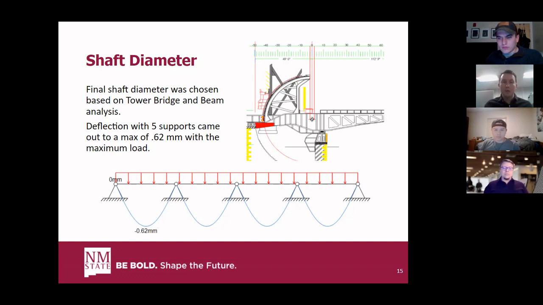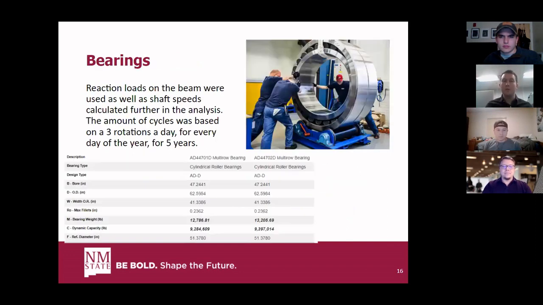And then using the second area moment of the shaft and the Young's modulus, we were able to calculate the deflection at different points. Originally with 2 supports, 1 on each end, deflection was larger than we were happy with. So we chose to add more supports in order to reduce the deflection, ending up with a max deflection of 0.62 millimeters.